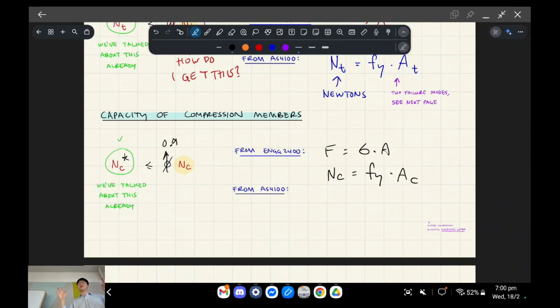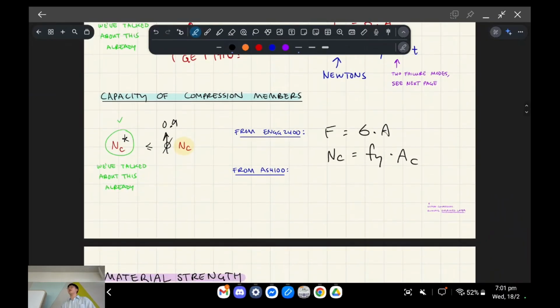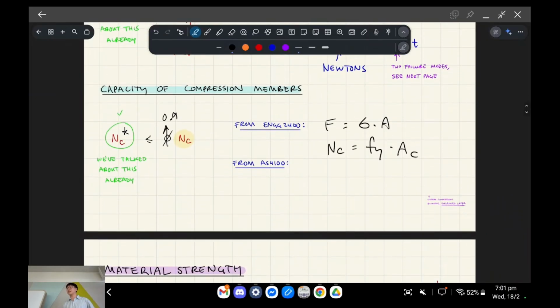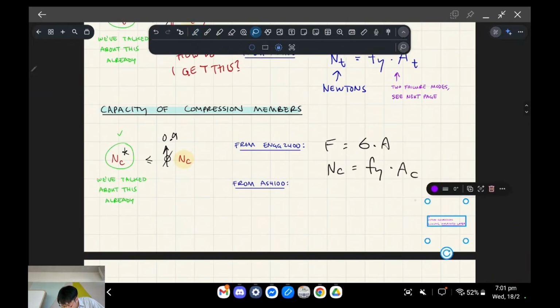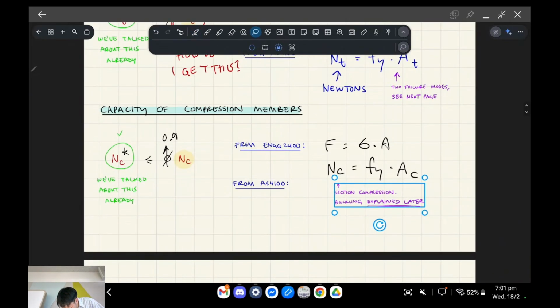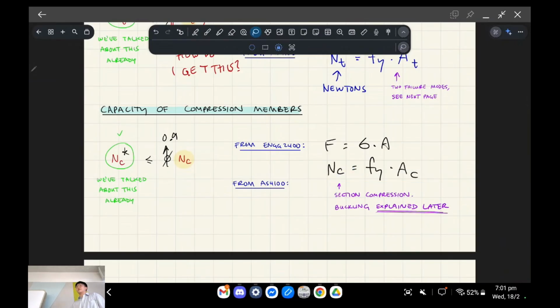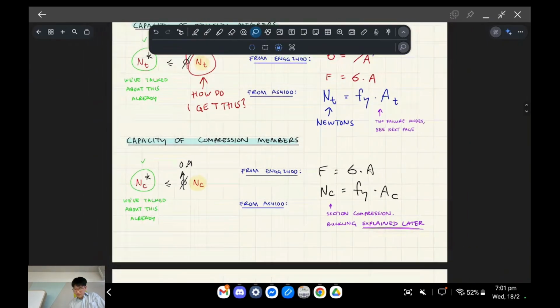Don't follow this and stop listening, okay? Because there's more. Basically, if you stop here, you'll probably get the example wrong. I'm just giving you a very basic rundown. There's going to be more to all these things I'm saying. This is essentially the section capacity, and there's also going to be a buckling component, and that's what I'm going to explain next. But do we all get this for now?